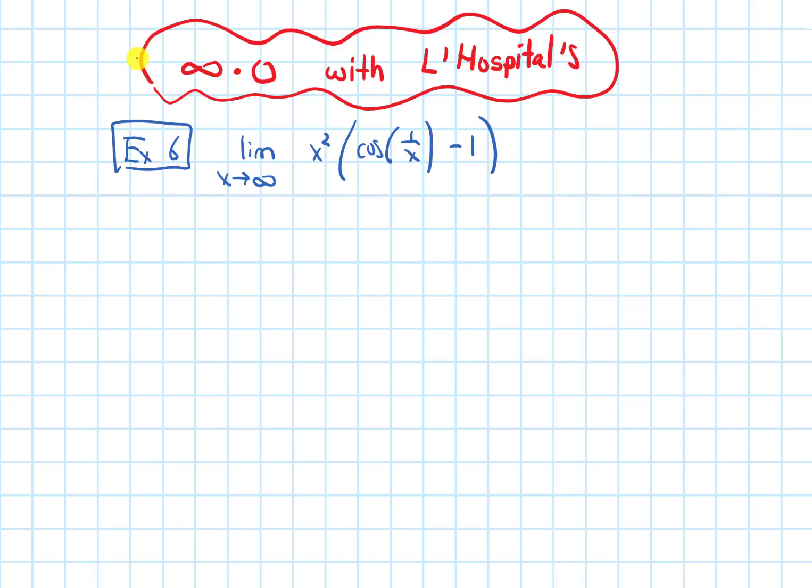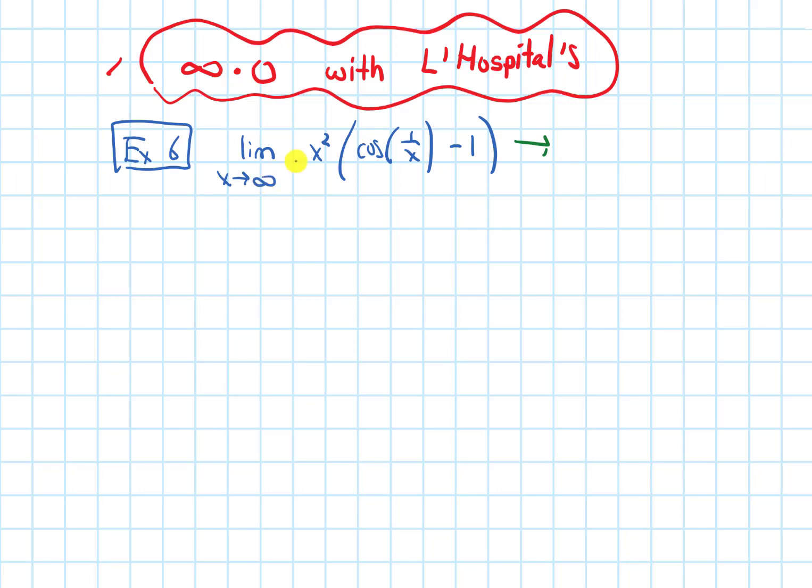In this video, we'll do an example of an infinity times zero indeterminate form that I use L'Hopital's rule on. So the example is the limit as x goes to infinity of x squared times, in parentheses, cosine of 1 over x minus 1. Okay, so to get us started, let's try plugging in.